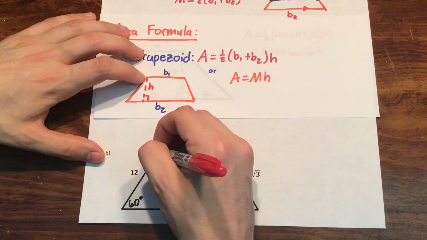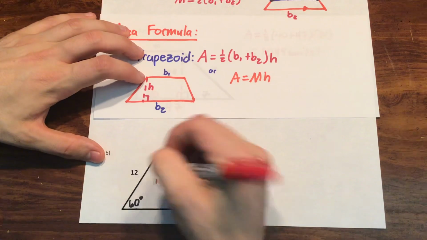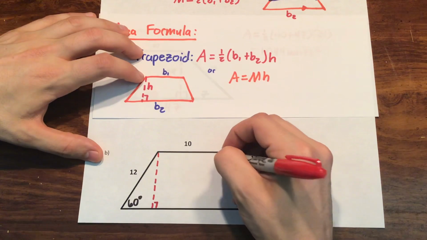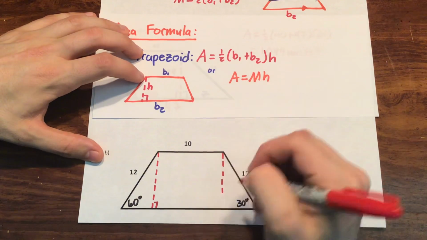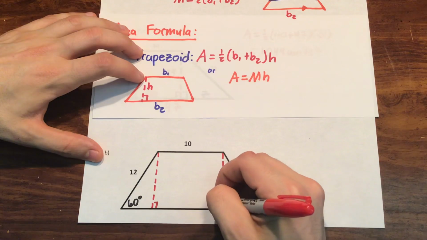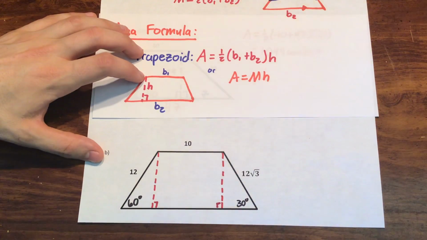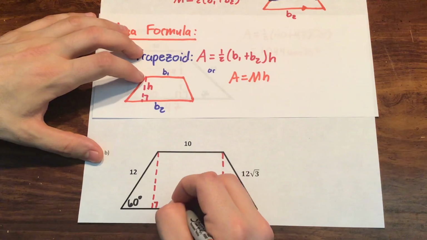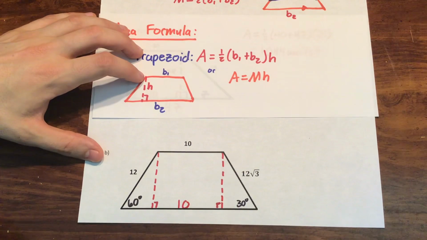So what I'm going to do is break this into a couple of different pieces. So I'm going to break it up like that. Right off the bat, we can immediately find that this little segment here of our base 2 is going to be 10 units. Now, all we need to do is find our height and find our total base length.